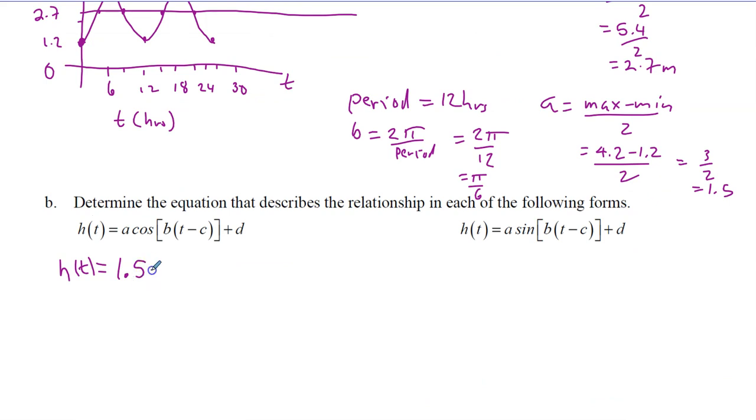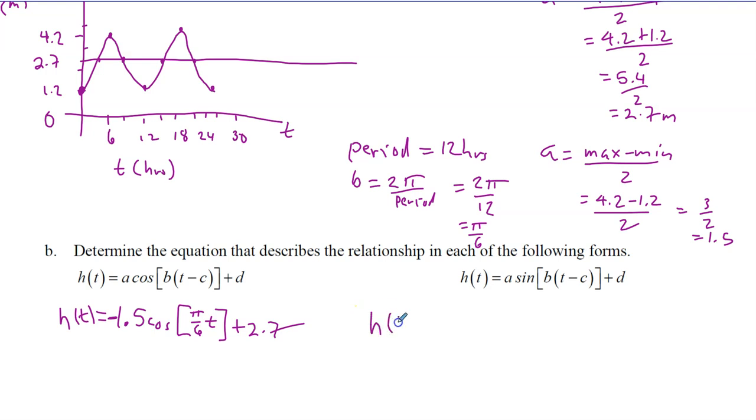Okay, so negative 1.5 cos pi over 6 t. Now, there's no phase shift, right? If we make this negative, there's no phase shift. So as a reflected cosine function, there won't be a phase shift. And the d value plus 2.7. Now, if we do this as a sine function, and we know the only difference between a cosine function and a sine function, so negative 1.5 sine pi over 6 t, and the only difference will be that in this case, there will be a phase shift. So the smallest phase shift would be 3 hours to the right, and that would give us a positive sine function. So let's just get rid of that. So it's a positive sine function.